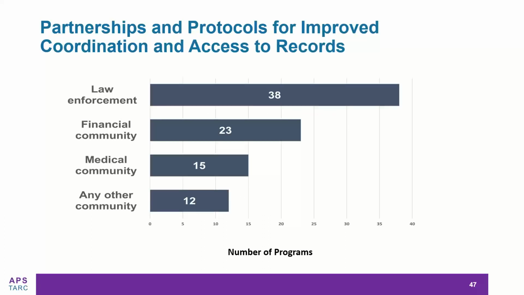So here's an example of the importance of partnerships. We asked a question in the survey about who do you have a formalized partnership or protocol with to get access to coordination, to get access to records. And so you can see 38 programs have those with law enforcement, 23 have it with the financial community, 15 with the medical community, and 12 with other communities. So you can see partnerships and protocols are important, particularly for the relationship with law enforcement.